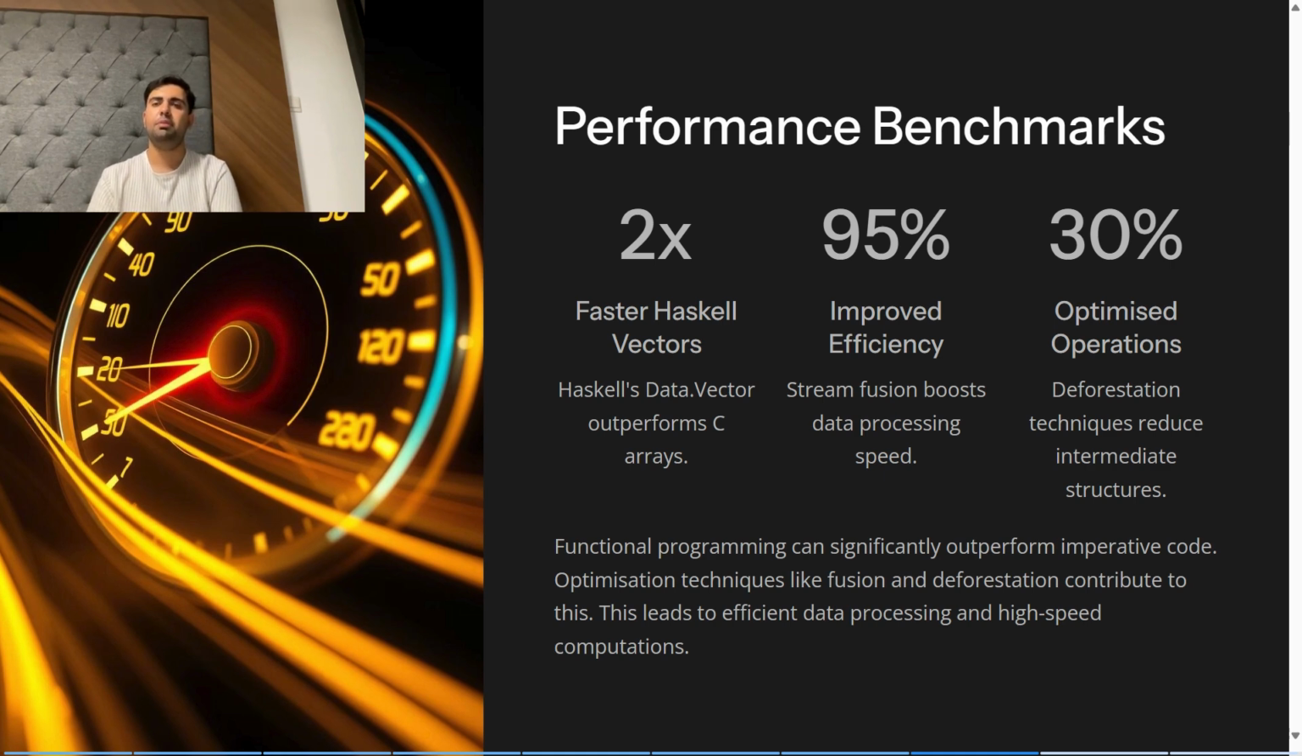Then we have the performance benchmarks, so we could see how much the performance has been improved. So we have 2 times faster Haskell vectors. Haskell's data vectors outperformed C arrays. 95% improved efficiency. Stream fusion boosts data processing speed. And we have 30% optimized operations, such as deforestation techniques reduce intermediate structures. Functional programming can significantly outperform imperative code. Optimization techniques like fusion or deforestation contribute to this. This leads to efficient data processing and high-speed computations.